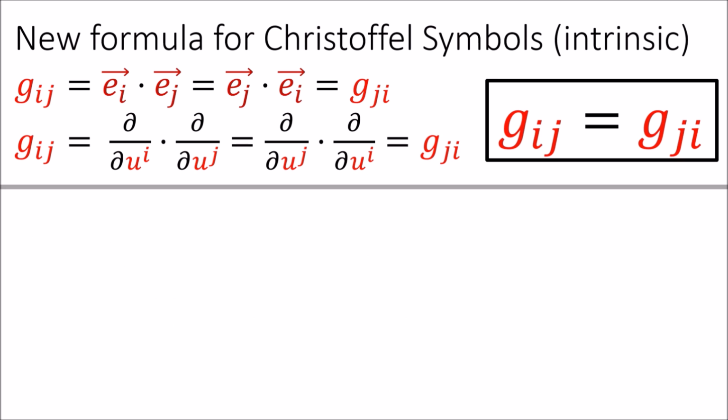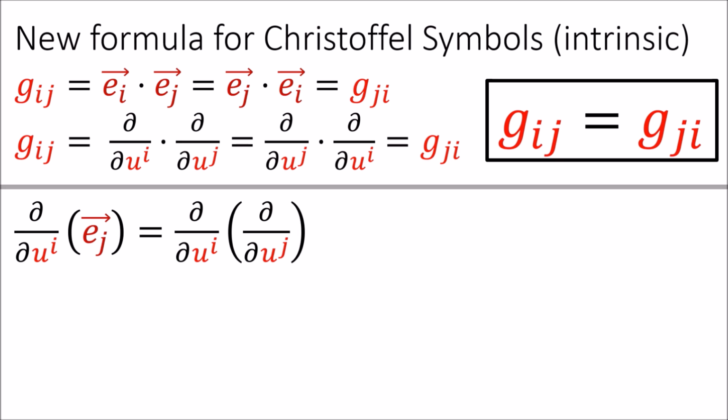The second thing I want you to notice is that the derivative of the Ej basis vector in the direction of the ui coordinate really just means this second order derivative here.